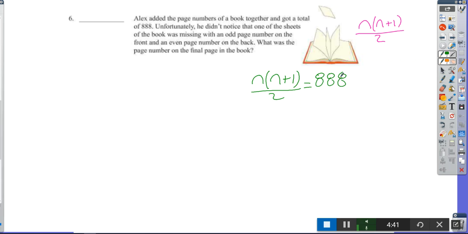Okay, well, let's do some train tracks here. What will I do to both sides? Multiply by 2. When I multiply by 2, I get n times n plus 1 is equal to 1776.